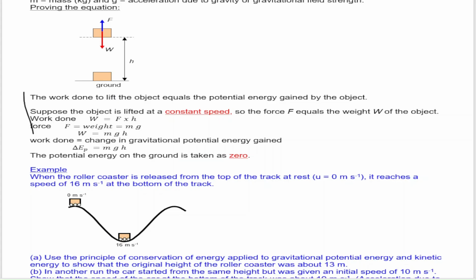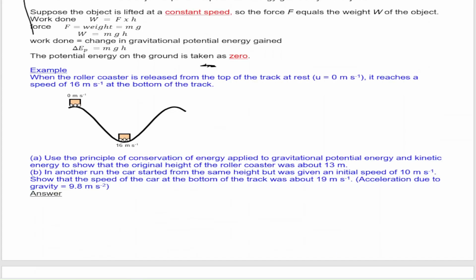Work done is equal to F times h. Force F is equal to the weight, which is equal to mg, right? So the force that you're lifting up is the weight, so it's going to be mg, and the distance is that delta h that we talked about. In this case, we are taking the potential on the ground to be zero.